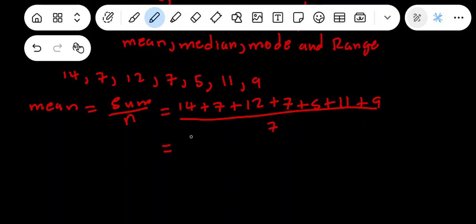Then you punch this in and you should obtain 9.286 when you round it off. This is our mean. This is how you find the mean.